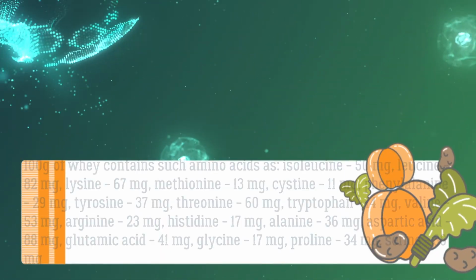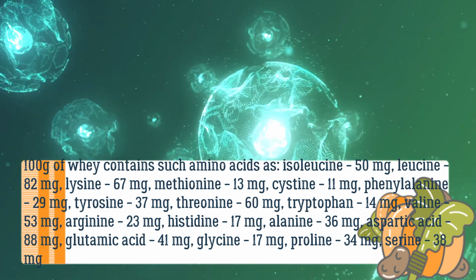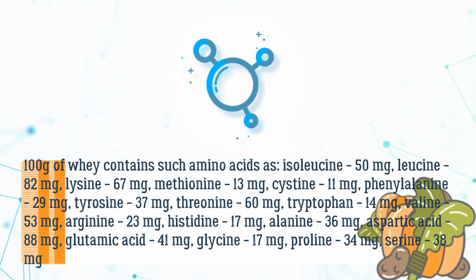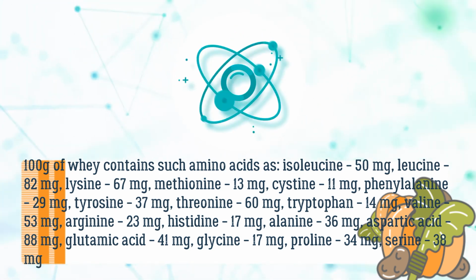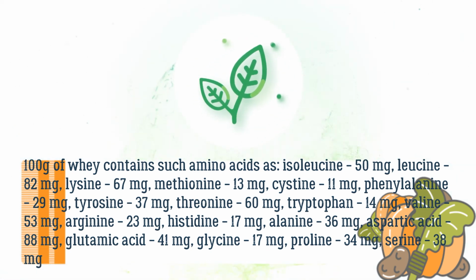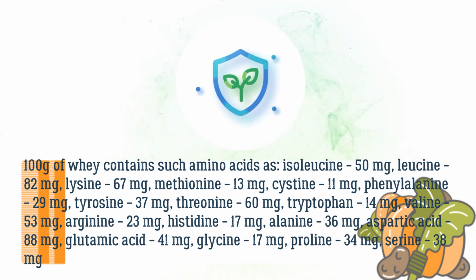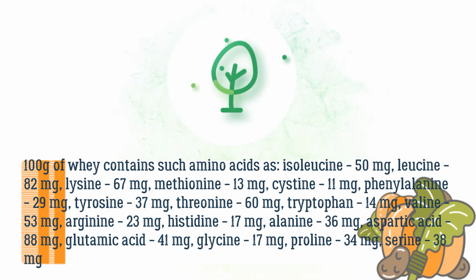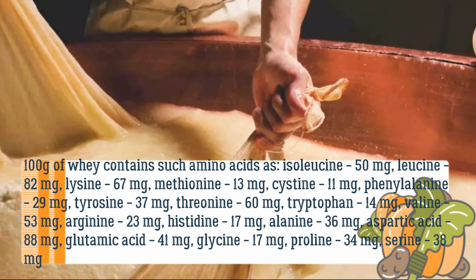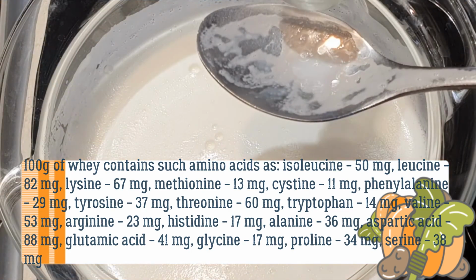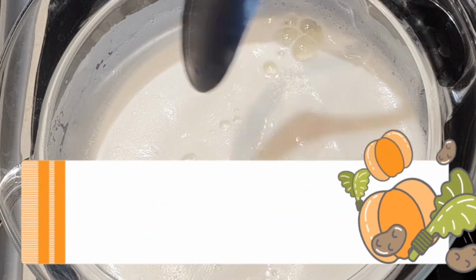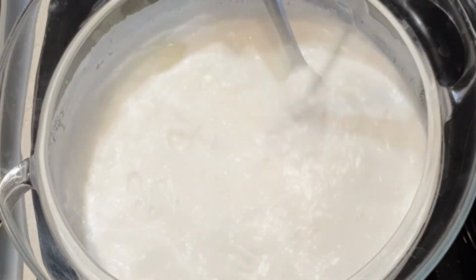100 grams of whey contains such amino acids as isoleucine, 50 mg, leucine, 82 mg, lysine, 67 mg, methionine, 13 mg, cysteine, 11 mg, phenylalanine, 29 mg, tyrosine, 37 mg, threonine, 60 mg, tryptophan, 14 mg, valine, 53 mg, arginine, 23 mg, histidine, 17 mg, alanine, 36 mg, aspartic acid, 88 mg, glutamic acid, 41 mg, glycine, 17 mg, proline, 34 mg, serine, 38 mg.